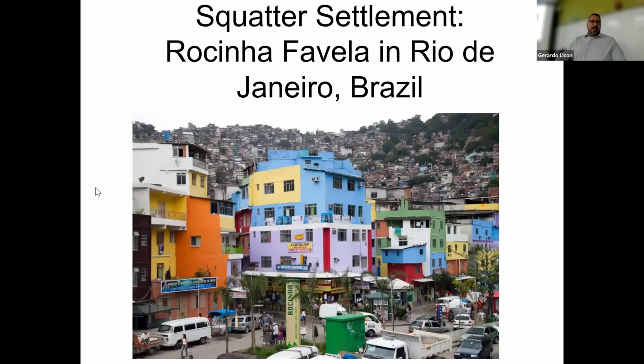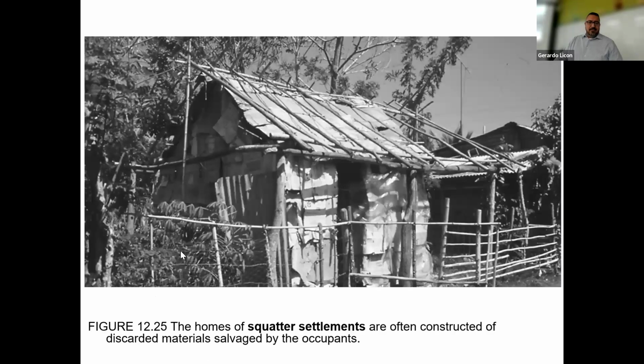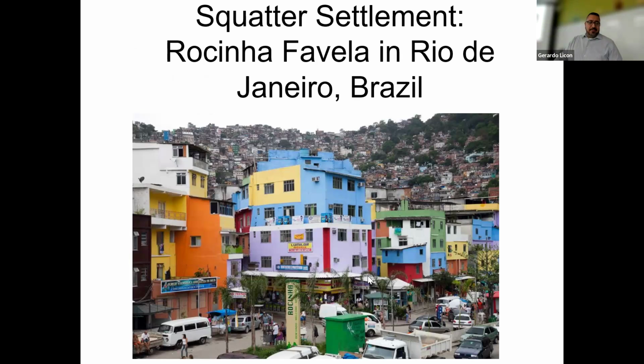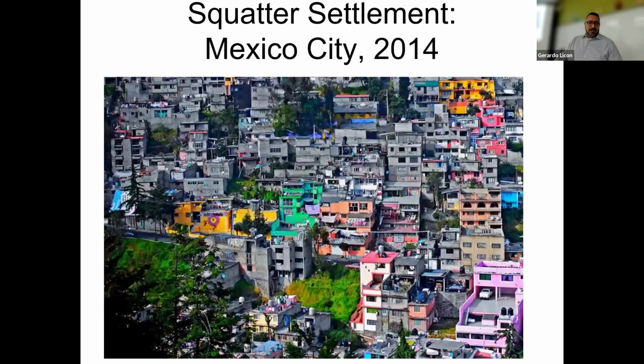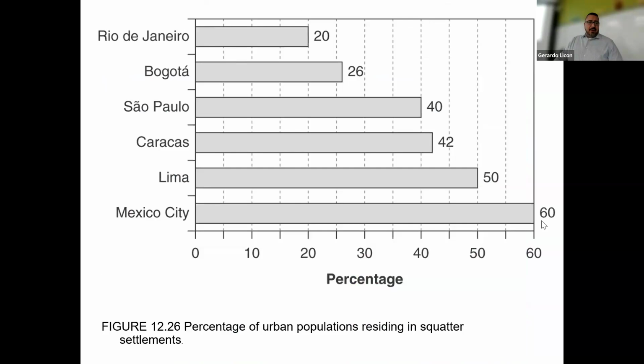But you might notice that a lot of these places that are referred to as squatter settlements, or in the case of Brazil, favelas, they don't look like this. These are substantial. These are not going to get blown away with a little wind or a storm. Here's Mexico City, a picture from 10 years ago. Now, there are cities in Latin America that have huge percentages of their population living in what Clawson would refer to as squatter settlements, like Mexico City having the most.